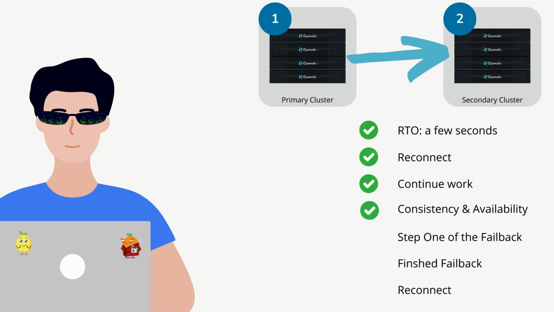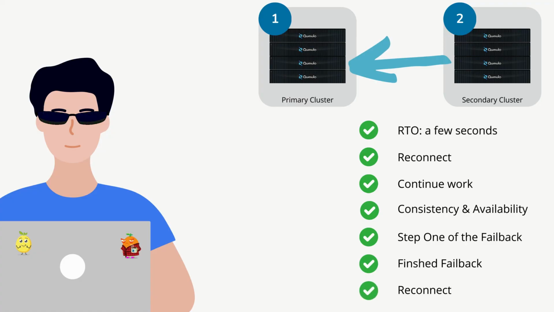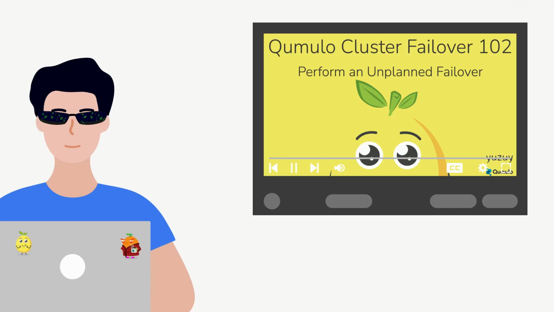We could continue working on Cluster 2 for as long as needed, and once Cluster 1 was available again, we initiated the first step of the failback. Finally, we triggered the second step of the failback at our chosen time, and our demo client reconnected to Cluster 1. This was a quick overview of a planned failover for maintenance or testing purposes.